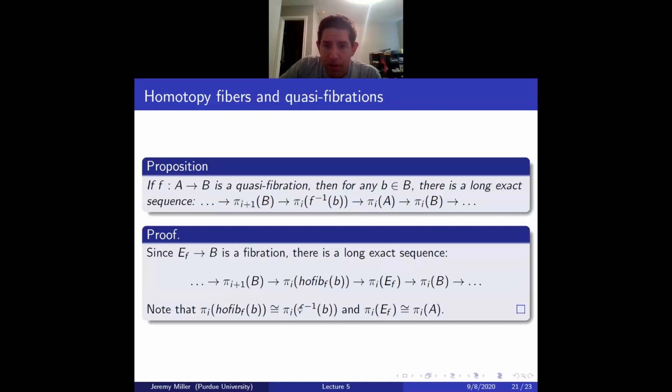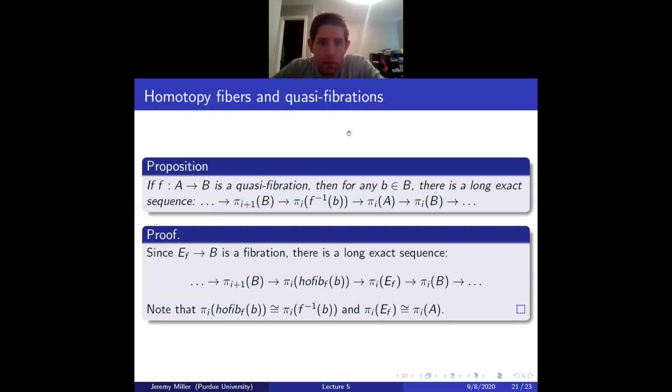But now you just observe that pi I of EF is just pi I of A. And because it's a quasi-fibration, pi I of the homotopy fiber is pi I of the actual fiber. So the long exact sequence in homotopy groups for EF to B just agrees with the long exact sequence we're trying to construct. You should think of quasi-fibrations as basically the minimal condition needed to get a long exact sequence of homotopy groups.